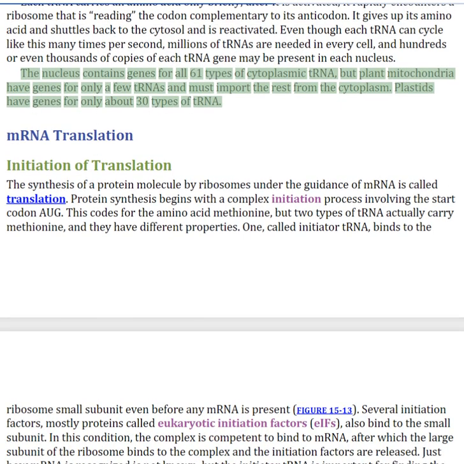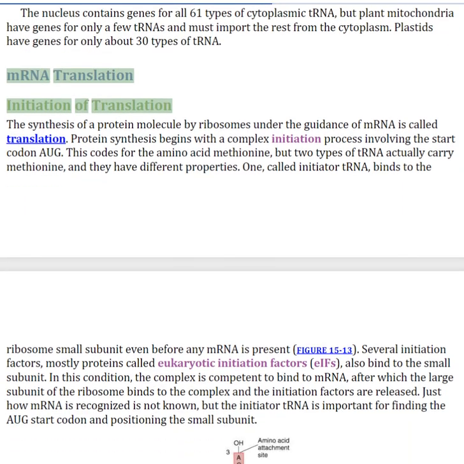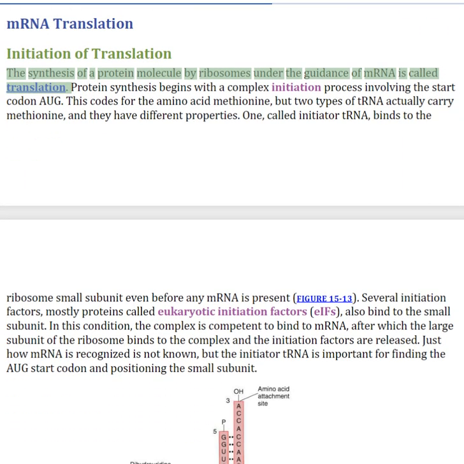The nucleus contains genes for all 61 types of cytoplasmic tRNA, but plant mitochondria have genes for only a few tRNAs and must import the rest from the cytoplasm. Plastids have genes for only about 30 types of tRNA. mRNA translation. Initiation of translation. The synthesis of a protein molecule by ribosomes under the guidance of mRNA is called translation.